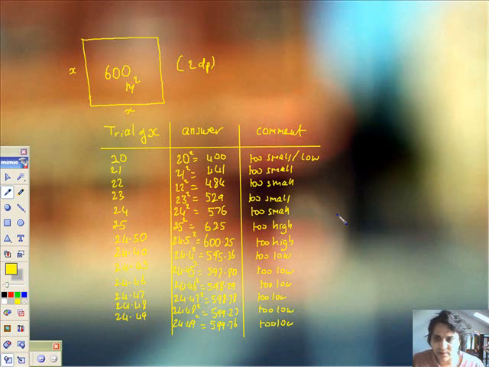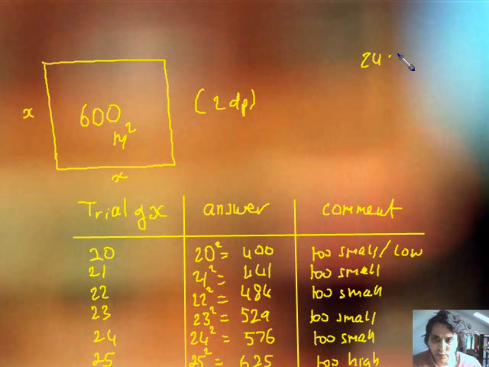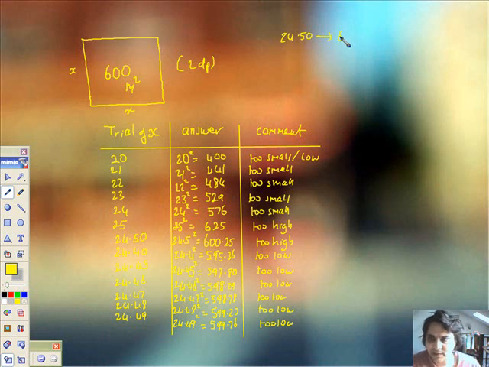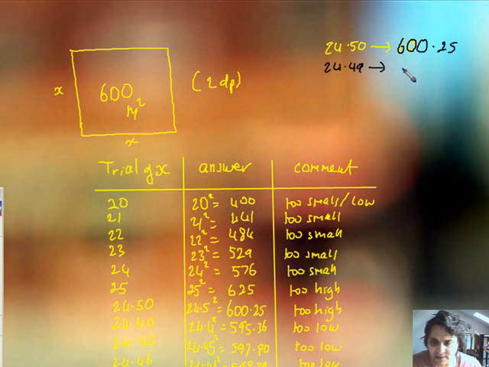Now we've got to make a judgment, and I'm going to work up here. So here we go. 24.50 gives us an answer of 600.25, and 24.49 gives us an answer of 599.76. Now we can't do any more trials. We're not going to go to the third decimal place. It specifies 2 decimal places.